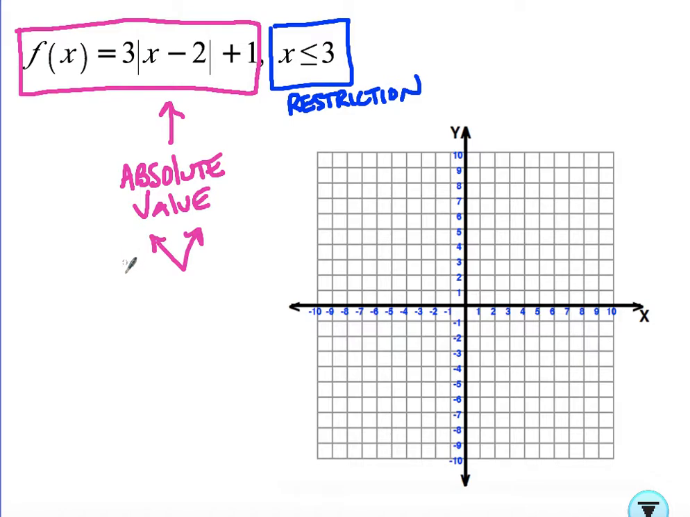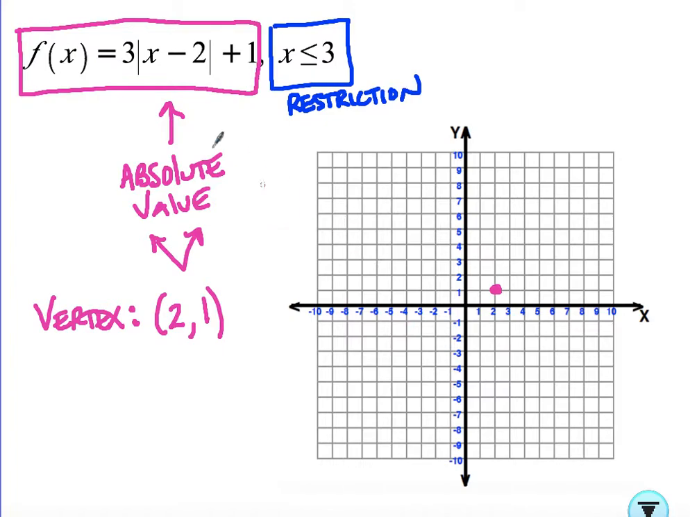Okay, so let's review how to graph an absolute value. We start with a vertex. The number on the inside of the absolute value, we take the opposite of that. So I see a -2, but we want the opposite, which is a +2. And then this number on the outside, I keep as is, +1. So my vertex is at (2, 1).